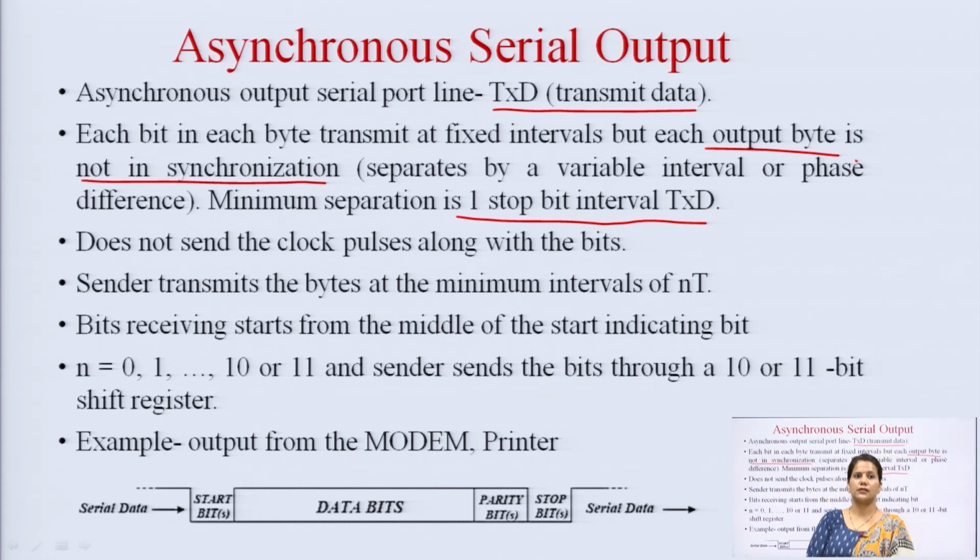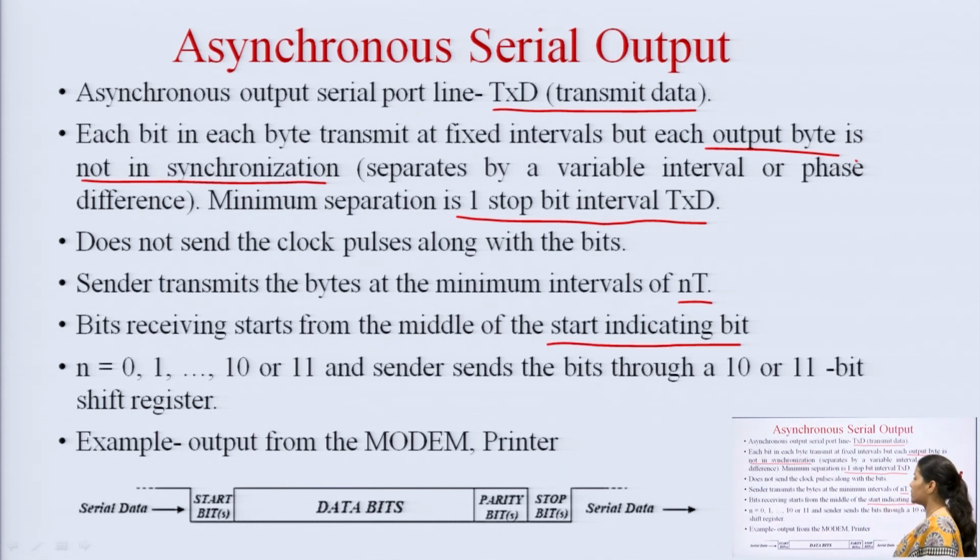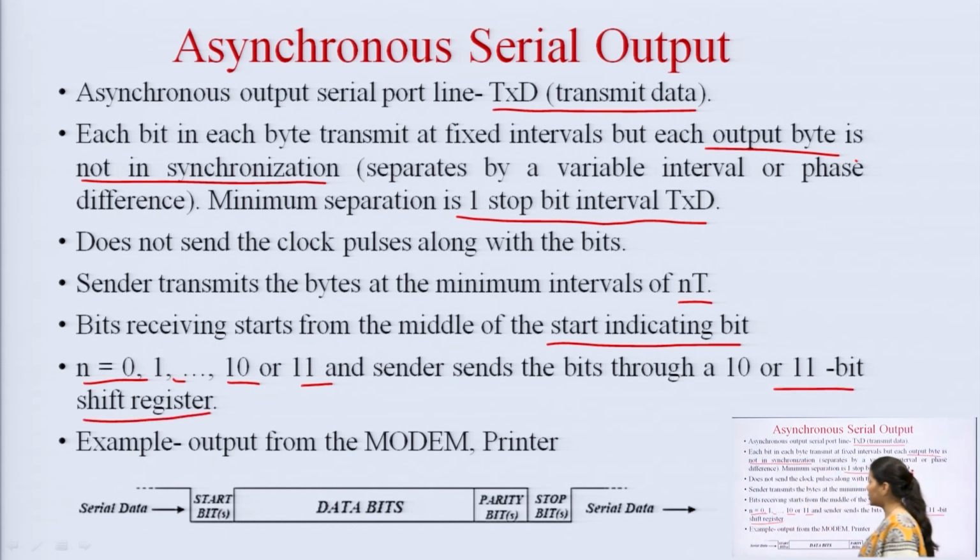The sender transmits the bytes at minimum intervals of n(t). Why n(t)? Because there are n number of bits, so there may be a variable number of bits. The bit receiving starts from the middle of the start indicating bit. Whenever the start indicating bit is sent, then at the middle of that bit the data is sent. So, n can vary, and the sender sends the bits through a 10 or 11 bit shift register. This is how the data is shifted and sent through the output port.